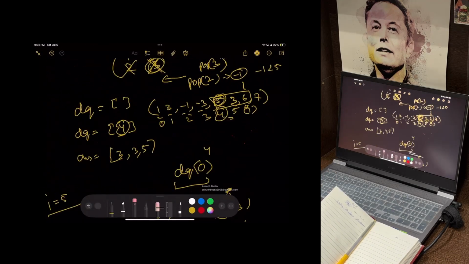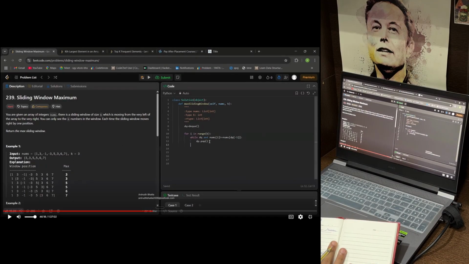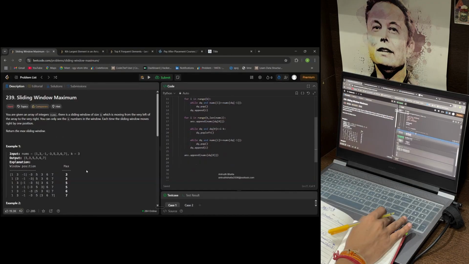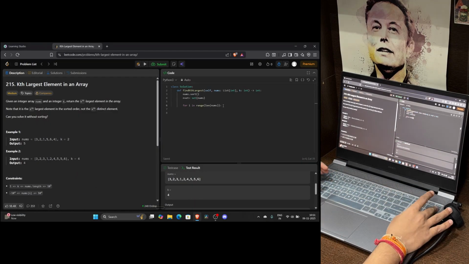The key is to store indices in the Deque, always maintaining a decreasing order, which lets you find the current window's max in constant time and store the maximum per window in a separate array and keep appending with each loop. Then, the next question we did was the kth largest element in an array.